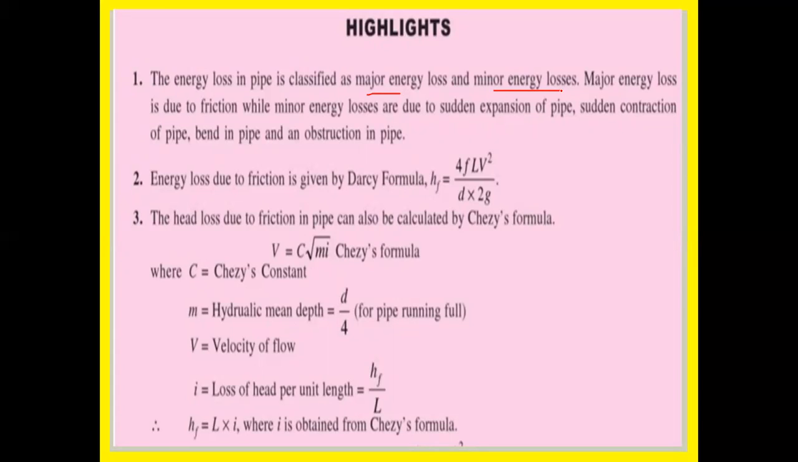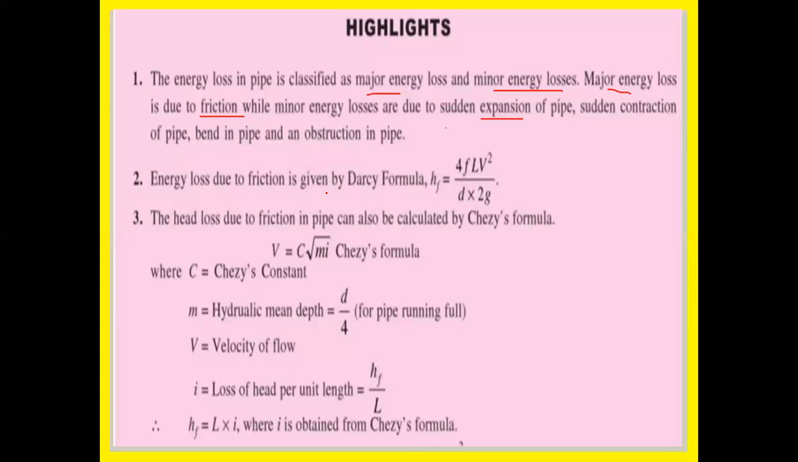The energy losses in the pipe are classified into 2 types: major energy loss and minor energy loss. Major energy loss is due to the friction, while minor energy loss is due to the sudden expansion of the pipe, sudden contraction of the pipe, bend in the pipe, obstruction in the pipe and the pipe fittings. Major losses occur due to the friction between the water and the wall of the pipe. Minor losses occur due to sudden expansion, sudden contraction, etc., bend in the pipe and obstruction in the pipe.